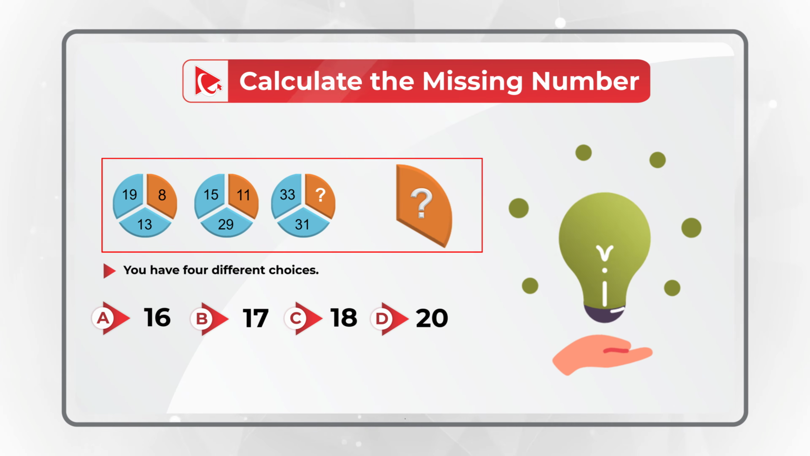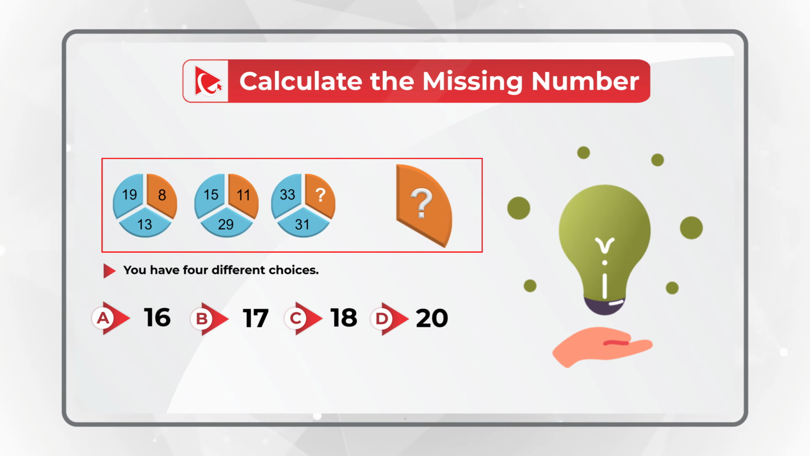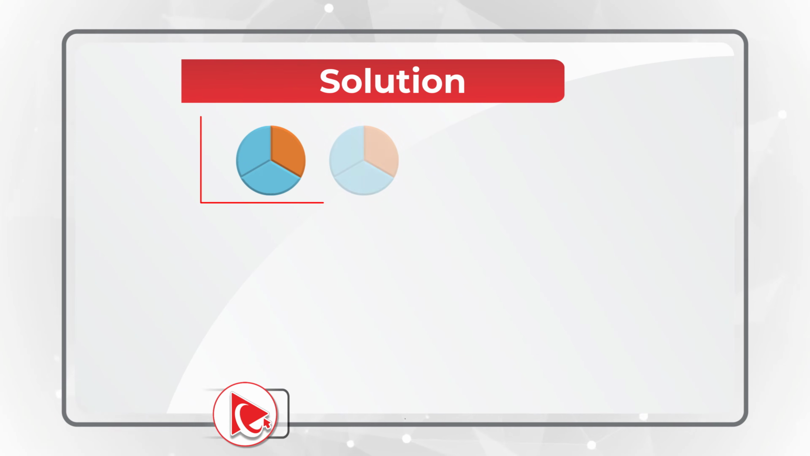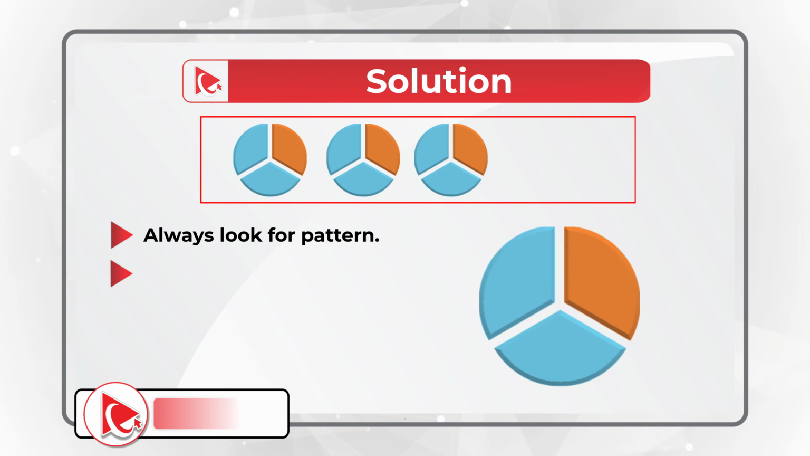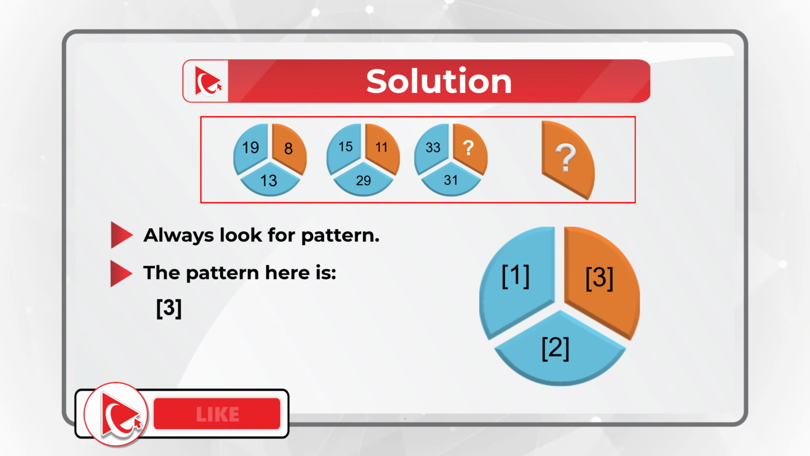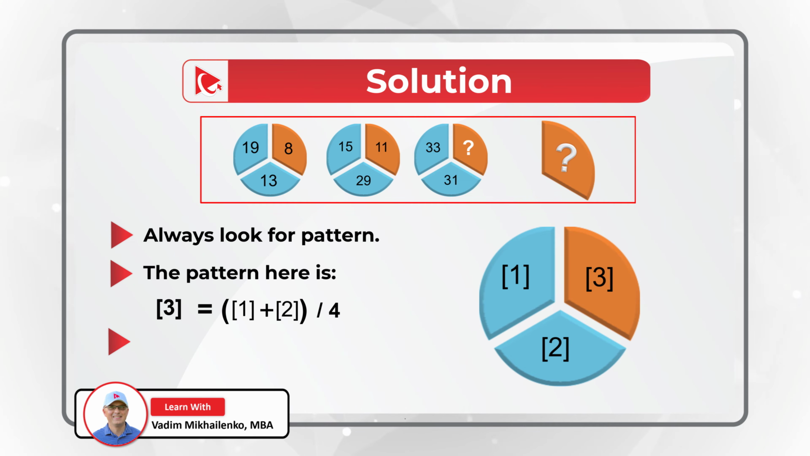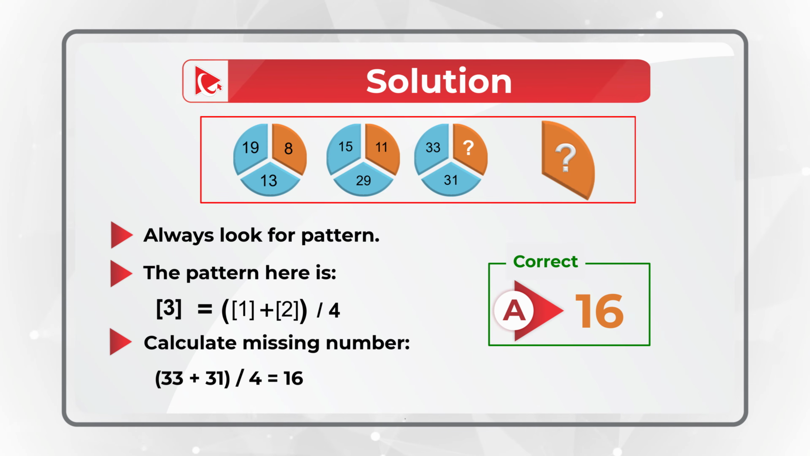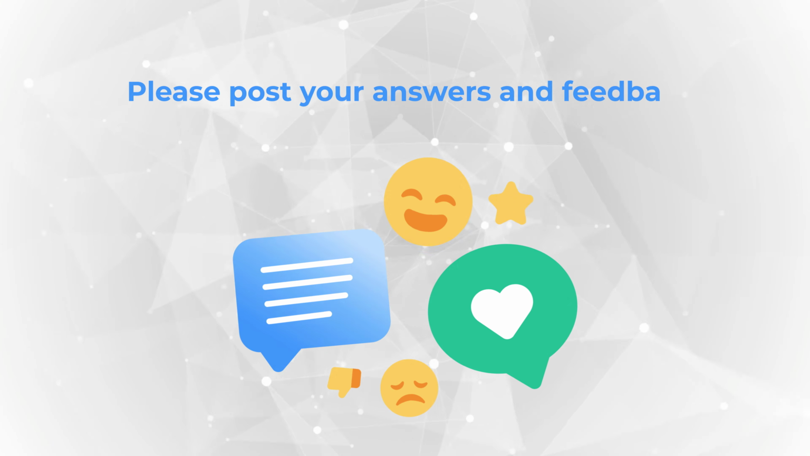Did you calculate the right answer? As I mentioned, the solution to this problem is really interesting. So let's move forward to get to the correct solution together. You're probably tired hearing this, and I'm tired repeating it, but you need to always look for patterns to solve these types of problems. And the pattern here is that section 3 of the circle is calculated as sections 1 plus 2 divided by 4. So to calculate the missing number, you need to add 33 plus 31 and then divide the sum by 4, and you will get to the result, which would be 16. Hopefully you've enjoyed this tricky question and now know how to answer similar problems on the test.